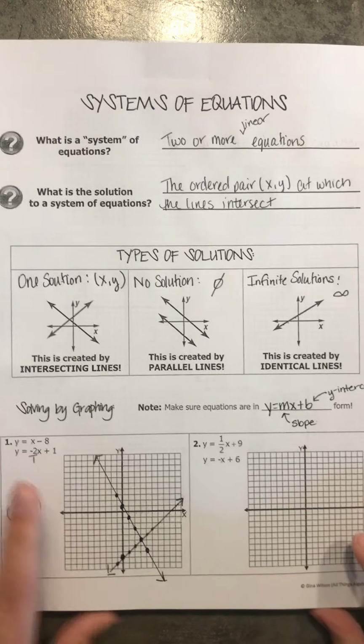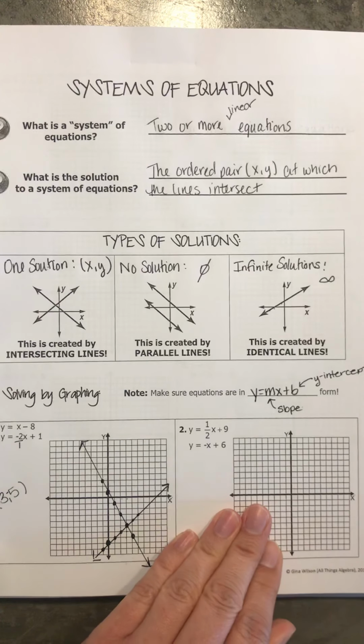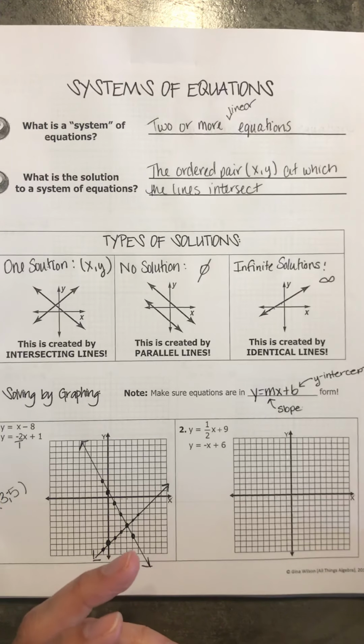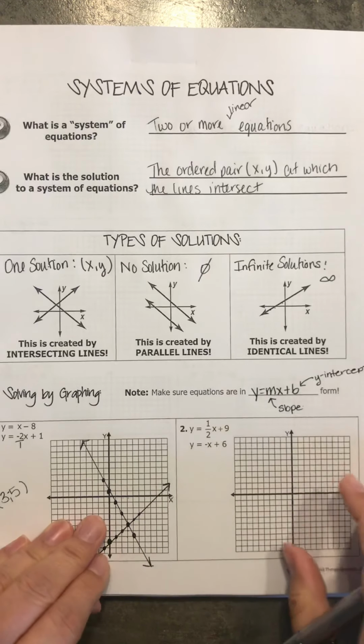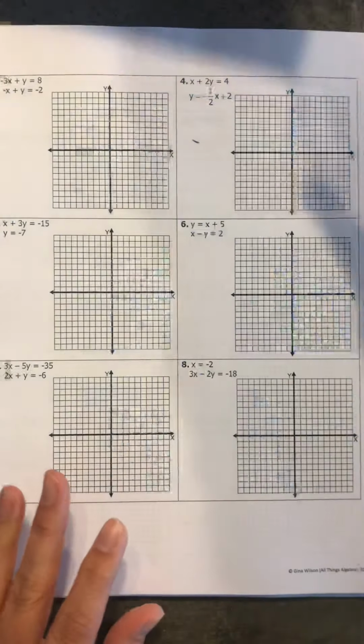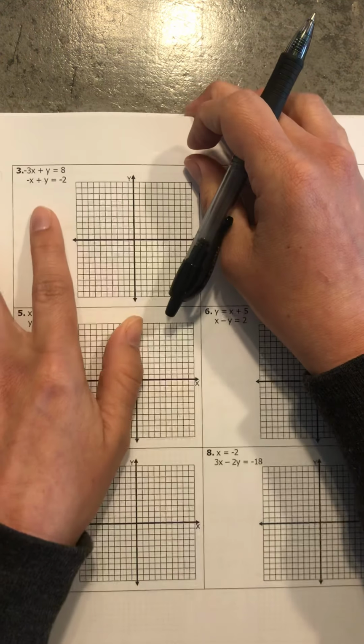All right. So there's the idea. If they're in slope-intercept form, I think we should be pretty good to go. I'll let you guys work on 2 if that's your jam. I'm going to slide over to one where it's not in slope-intercept form. So number 3 up here.